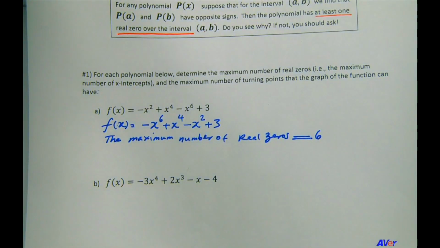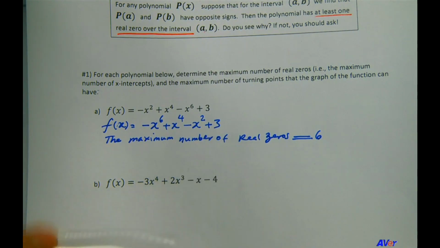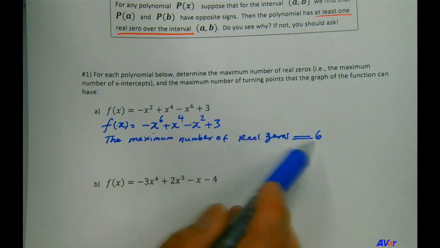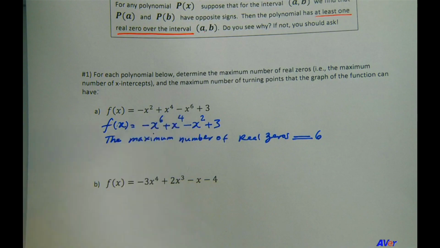Suppose you find 4 real zeros, then what about the other 2? The other 2 would be complex numbers. That's what that means. But the maximum, if all the zeros of the polynomial are real number values, cannot exceed 6, the number equal to the highest power in the polynomial.